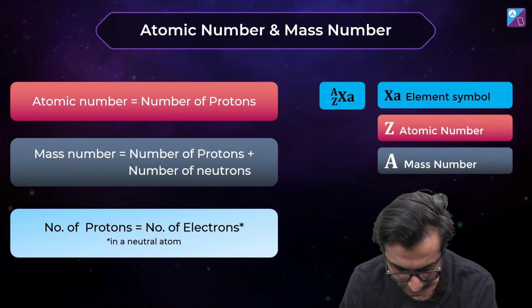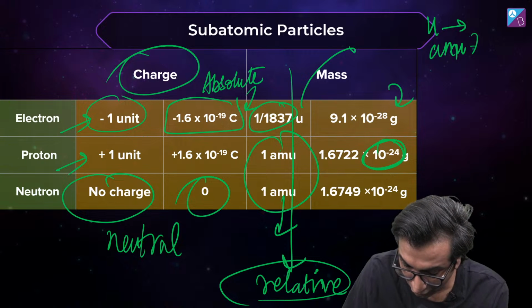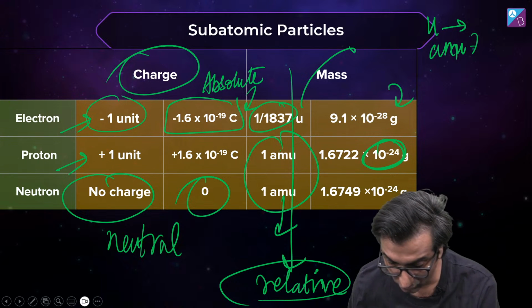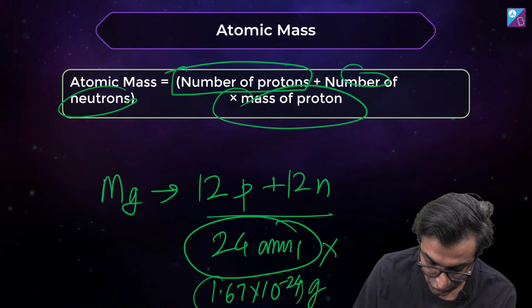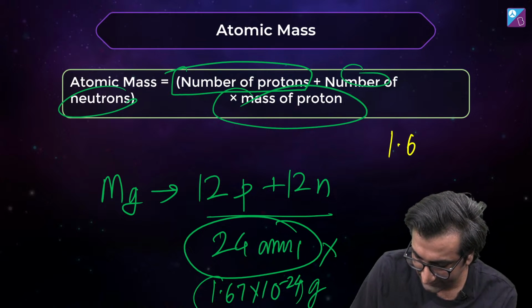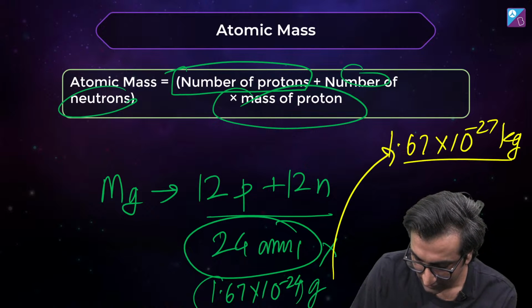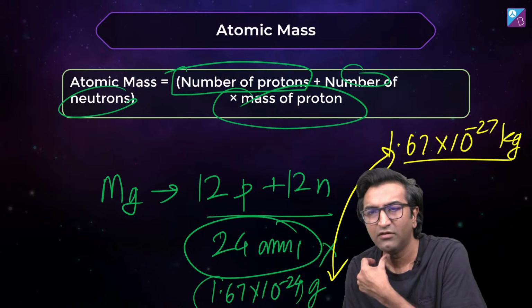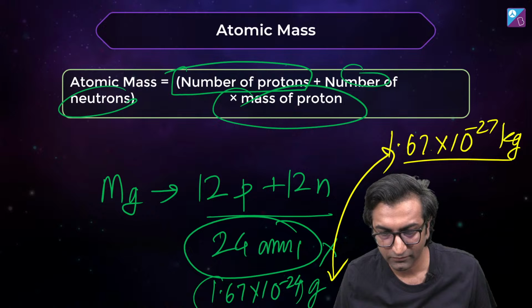It was 10 power minus 24 gram, and how will you convert it into kilogram? Get used to converting these things quickly, okay? Into 10 power minus 24 gram, which is the same as 1.67 into 10 power minus 27 kilogram. Both are the same. Are you guys okay with this? Let's do this properly.